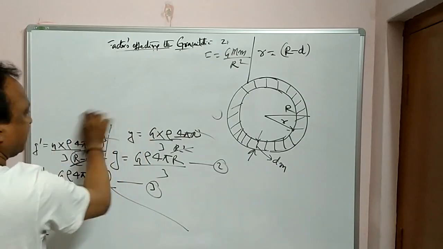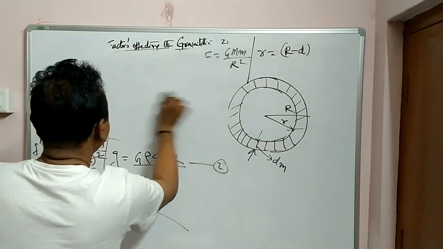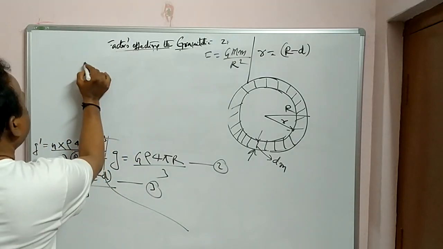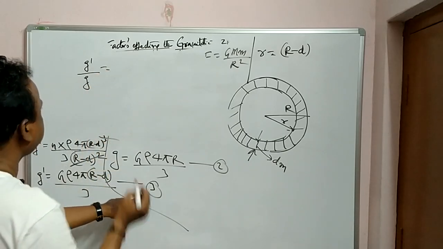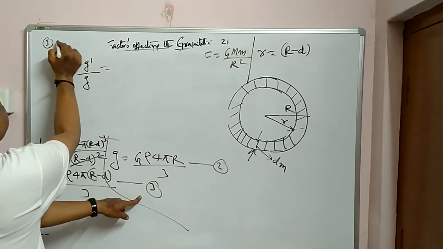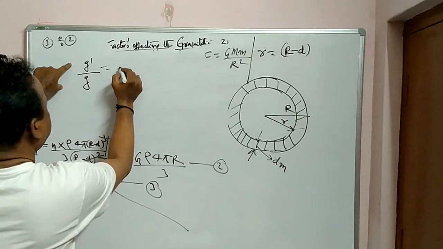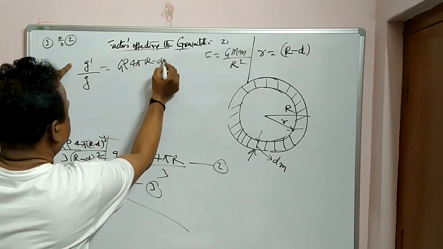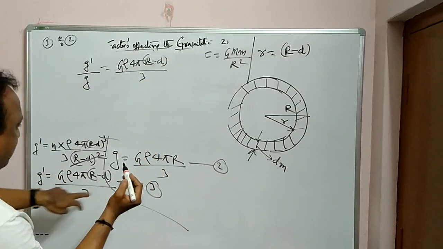I am dividing these two equations. Look once. I will divide these two: G dash by G, equation 3 divided by equation 2. G dash, what did we get? G rho 4 pi R minus D by 3 by G.